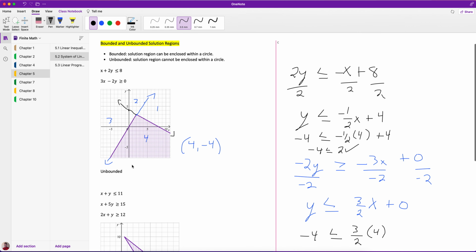This problem is unbounded because it keeps going. Even though my graph stops, I keep shading in this direction, and it goes forever. So therefore, I can't enclose it in a circle because it goes forever. So this one is unbounded.